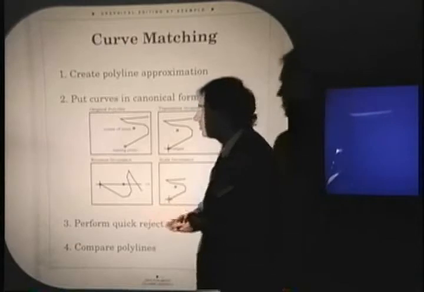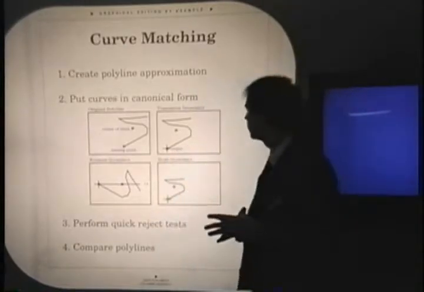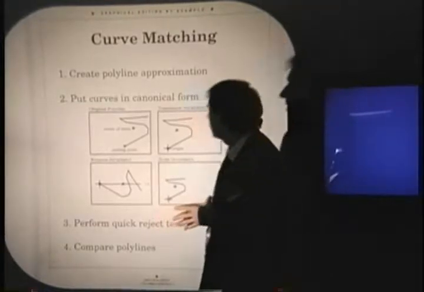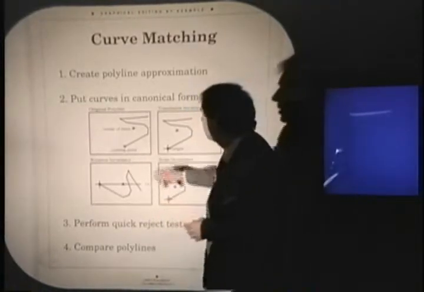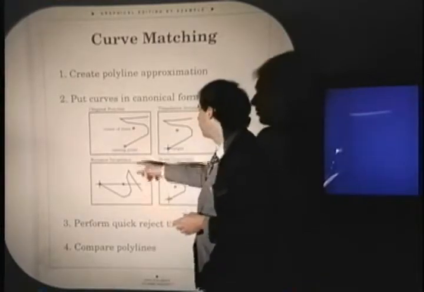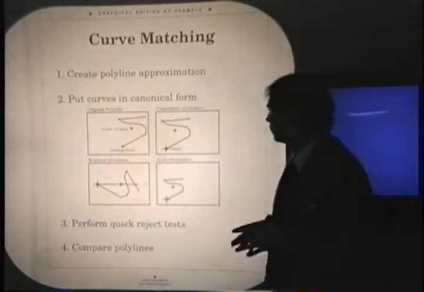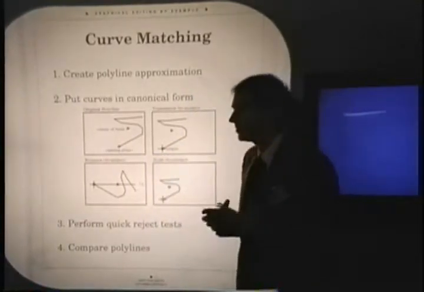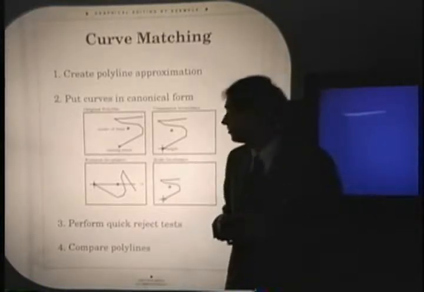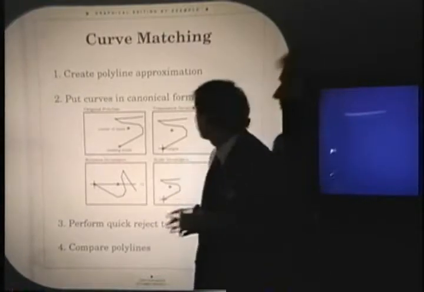The next step is to put the polylines into a canonical form that essentially factors out those transformations that we want to ignore. So the first step of putting the polylines into the canonical form is to find the center of mass of the polyline and also a starting point for the polyline. In the case of open curves, the starting point is the first vertex of the polyline. In the case of closed curves, the starting point is the vertex that's furthest from the center of mass. And in some cases, there can be more than one starting point.